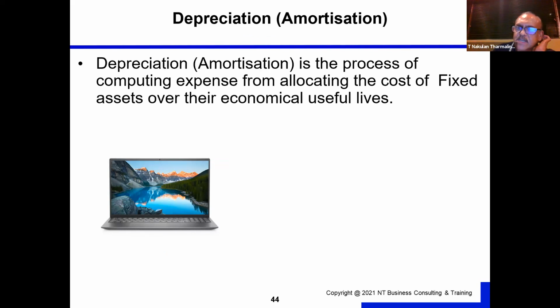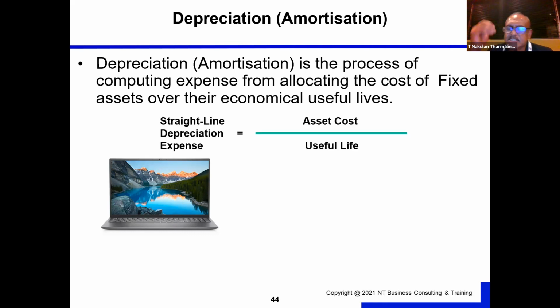Depreciation, or amortization, is a process of computing expense by allocating the cost of a fixed asset over its economic useful life. Just to go back, if in a business you buy a motor car for 100,000, it is a fixed asset. You're buying it for your business use. What you cannot do is take the 100,000 and charge it to your income statement as a one-time expense, because this is a fixed asset, which is a capital expenditure.